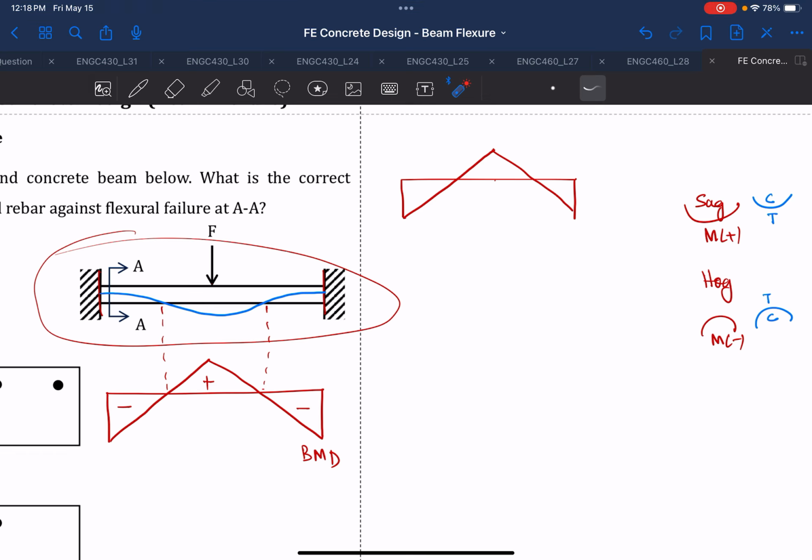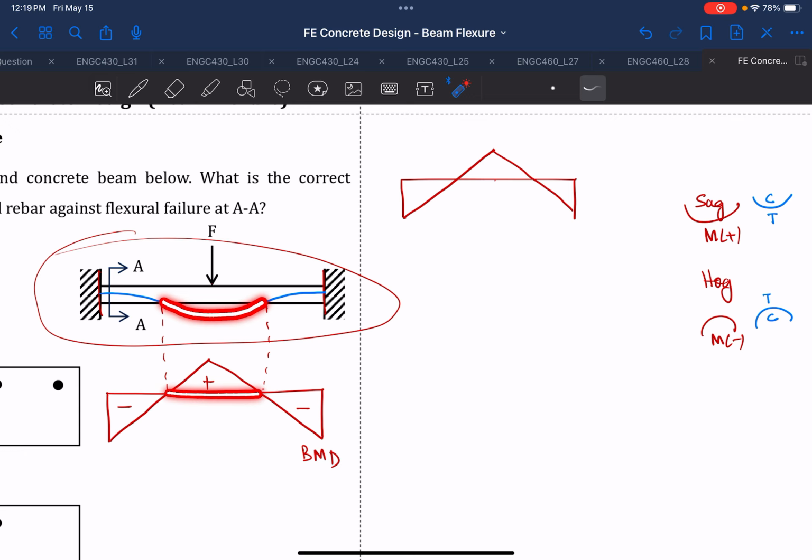Does it agree or not? If it doesn't agree, then something is wrong in your concept. Okay, so you have done something wrong either in your deflection or your bending moment diagram, BMD. So in this case, let's see. I said that if the moment is positive, it should sag. So positive moment is from here to here.